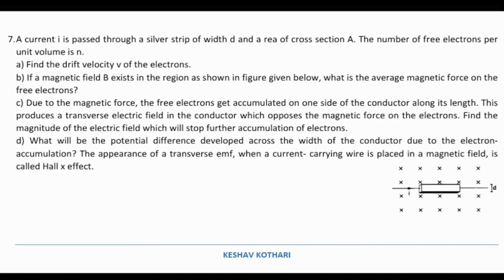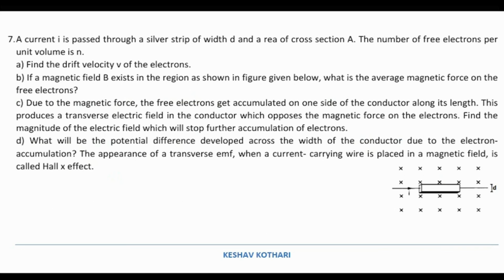A current I is passed through a silver strip of width d and area of cross section A. The number of free electrons per unit volume is n. Find the drift velocity of the electrons.